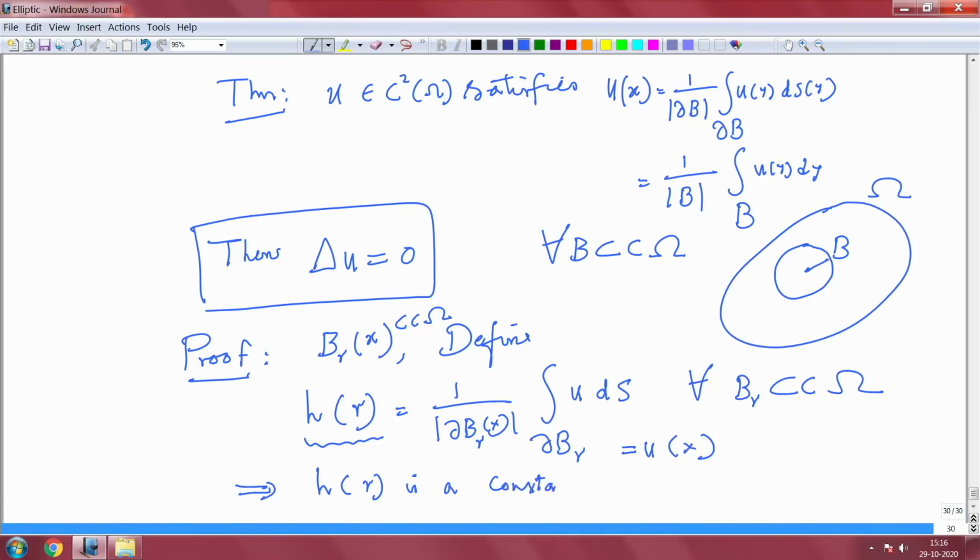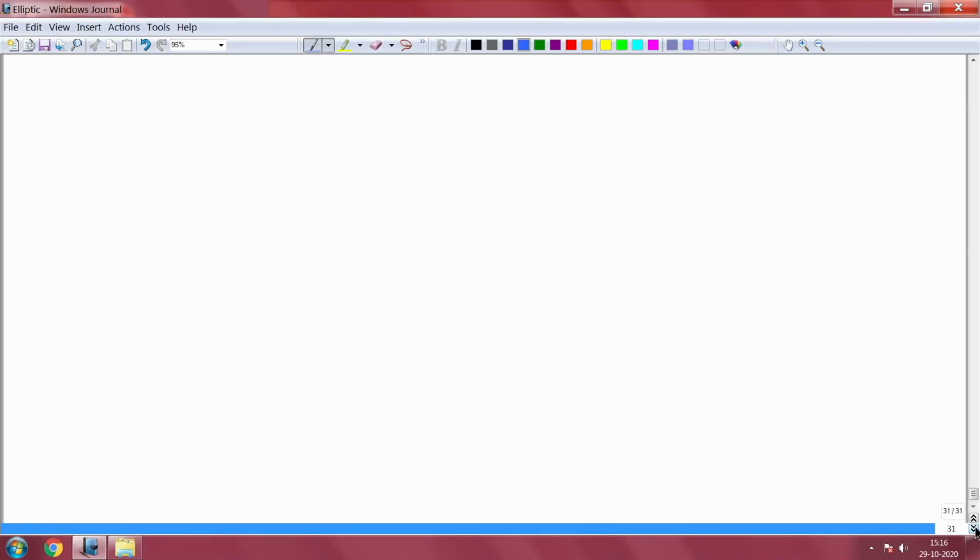It is constant in a neighborhood of r equal to 0, that is it. When r is big the ball will go far away, but we are only bothered about the neighborhood of 0. That implies the derivative h prime of r equals 0, since h is a constant function. Now we compute h(r) in a different way.